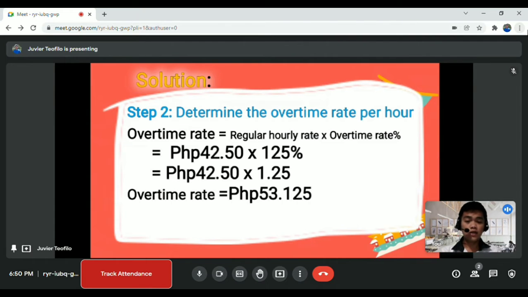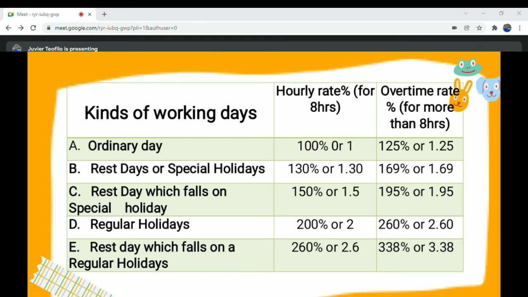Okay, sir, where did you find that 125%? So, according to our table earlier that I have discussed, in an ordinary day, the overtime rate for more than 8 hours is 125% or 1.25. So, this is according to the Labor Code of the Philippines. Okay, we're going to use this.